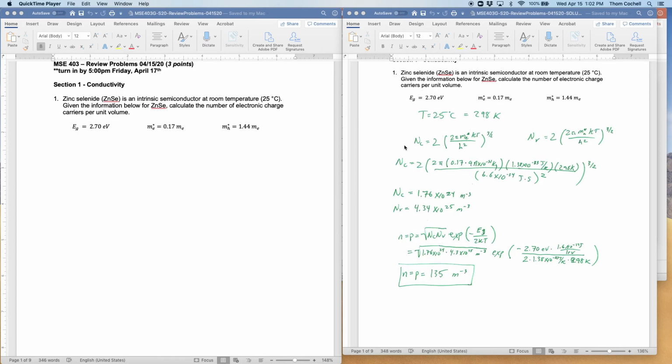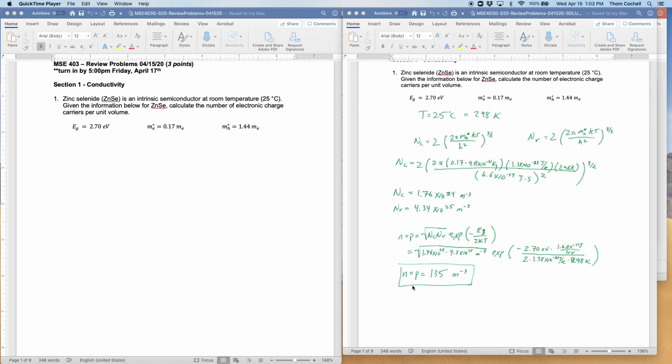If we go back to those equations, that's the first thing I've done: solve for the density of states, putting in the effective masses, and then the constants h, k, and then plugging in the temperature as well. That should give you the density of states. And then plugging that in along with the band gap. Here I've converted to joules so that my value of k is in joules. So make sure you keep the units straight on that. And so there I get the number of charge carriers.